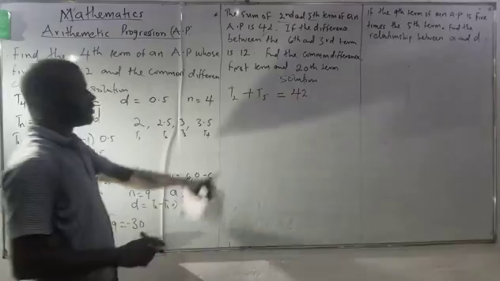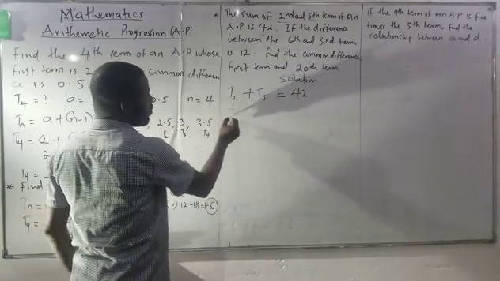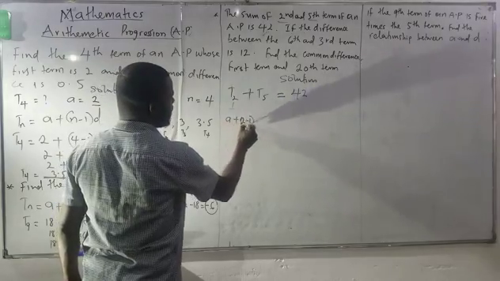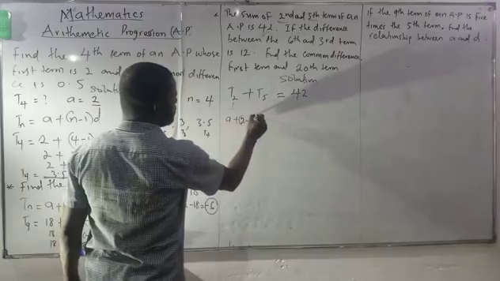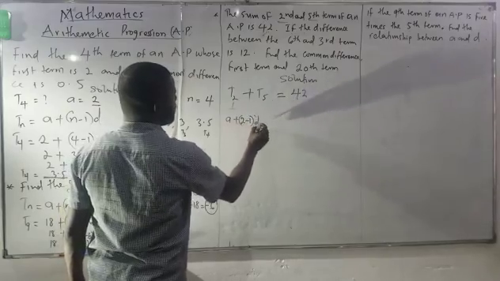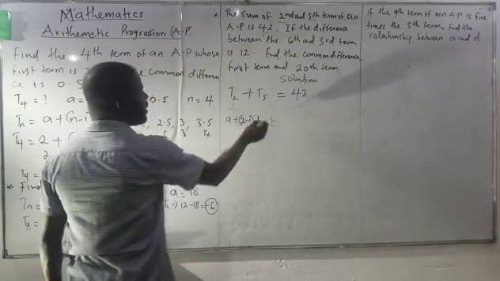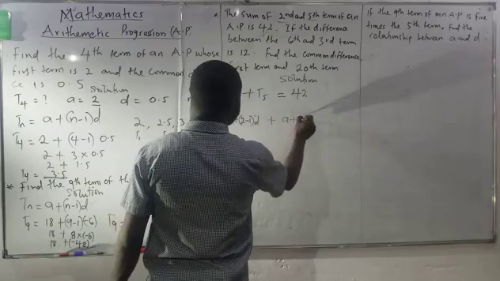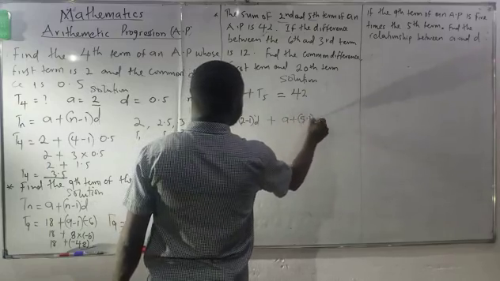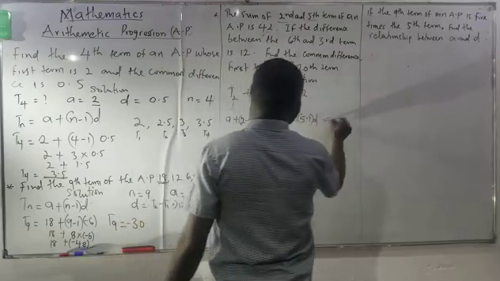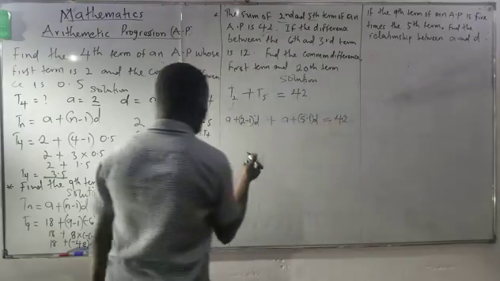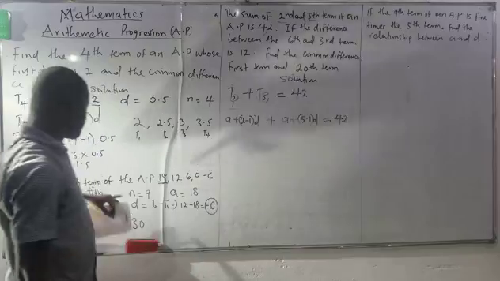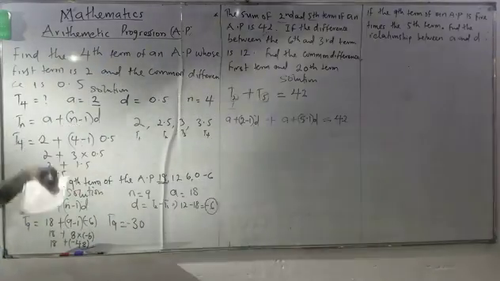Now, for your information, my T2 itself will give me A plus 2 minus 1 bracket of D. Now, plus my T5 will give me A plus 5 minus 1 bracket of D. It will be equals to 42. Now, how I get this, my second term, fifth term, is from this formula I listed here.